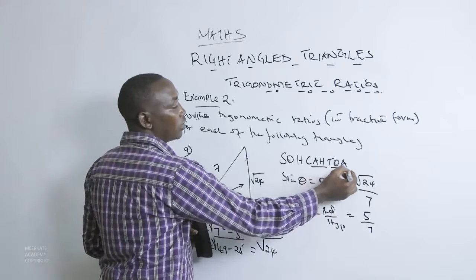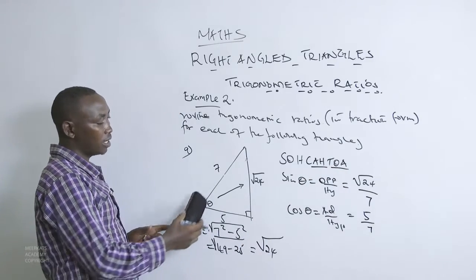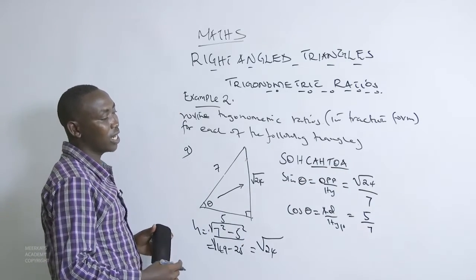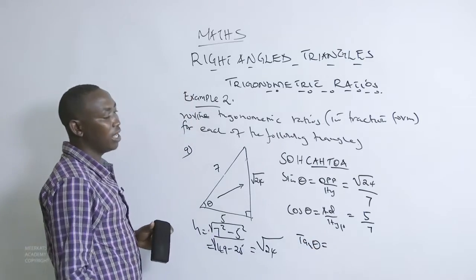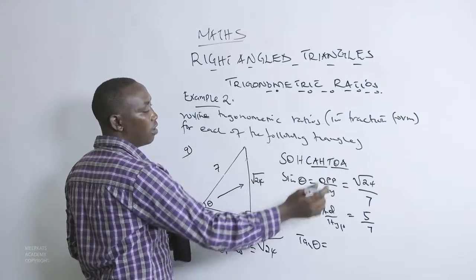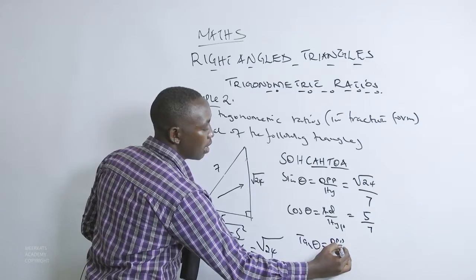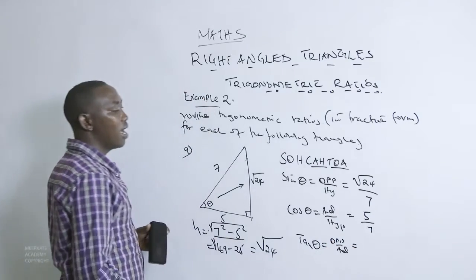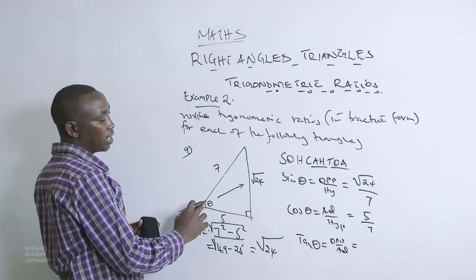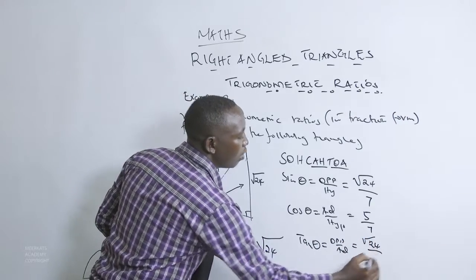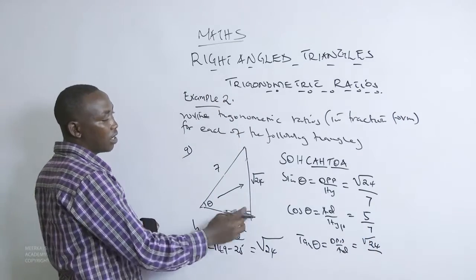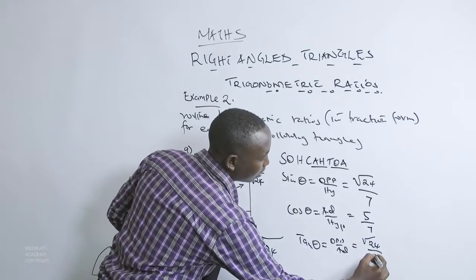Finally, we need to get the tangent of theta of this particular triangle, and therefore tan theta will be given by opposite all over adjacent. And in this case, the opposite to this angle theta is root of 24 over the adjacent, which is 5.